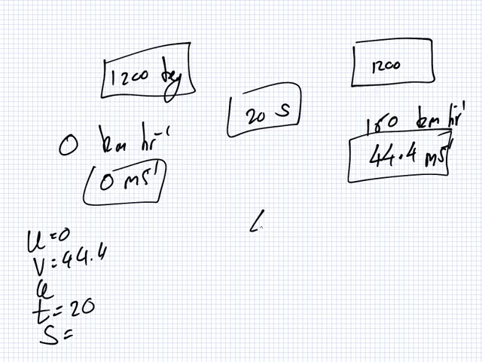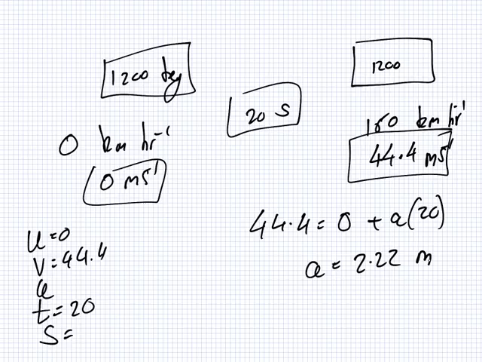So what formula will work for me? Again, V equals U plus AT, so the A is 44.4 divided by 20. 2.22 meters per second squared. Okay. The car's accelerating. Yes.